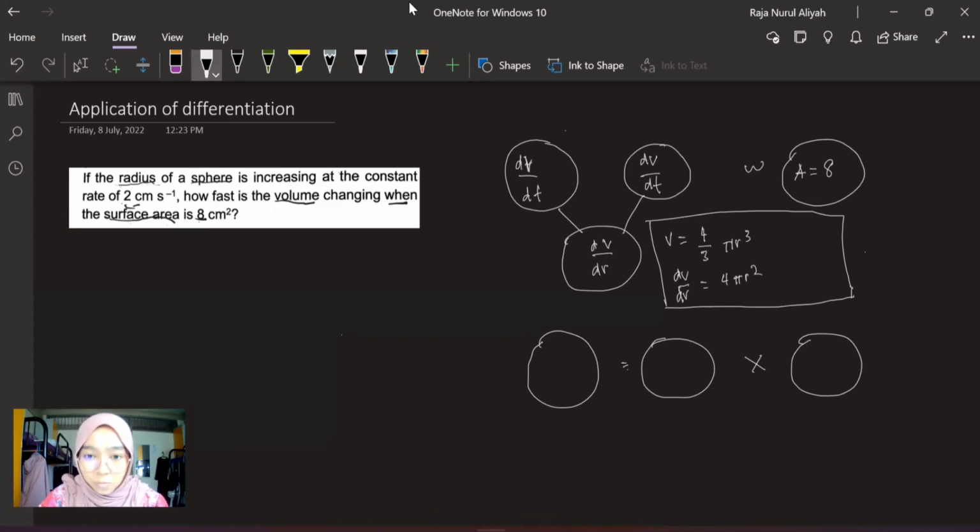Okay, so we want to find dV over dt. So here is dV and dt over here. The only thing they don't have is dr. So this will be dr. And we get dV over dt equals dV over dr times dr over dt. And then we get 8 pi r squared.